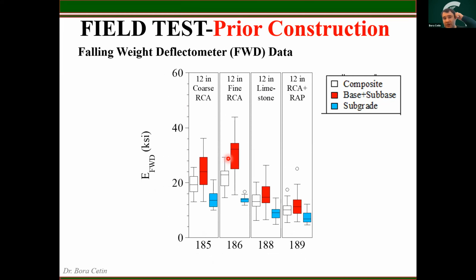And then we look into the falling weight deflectometer analysis. In this case, the white boxes show the modulus of the entire pavement system, while the red square shows the stiffness of the layer itself, the base and sub-base layers. And again, when we compare these, the coarse RCA and fine RCA test sections had much higher elastic modulus than the limestone and RCA rep mixtures. And again, the RCA rep mixture provided the lowest stiffness values. Even though the difference is not as significant, its performance with the limestone material is still lower.